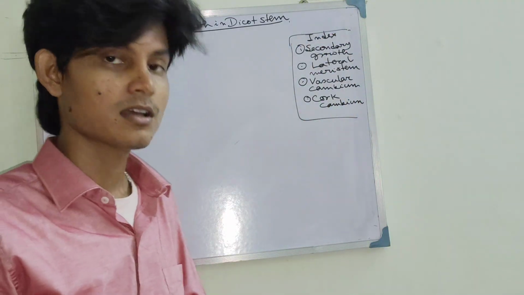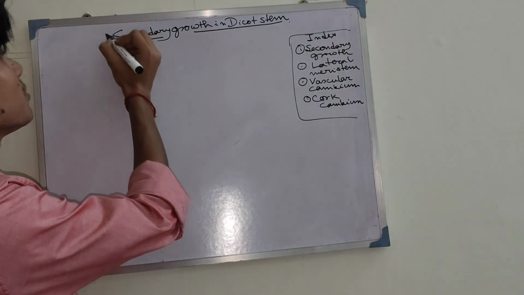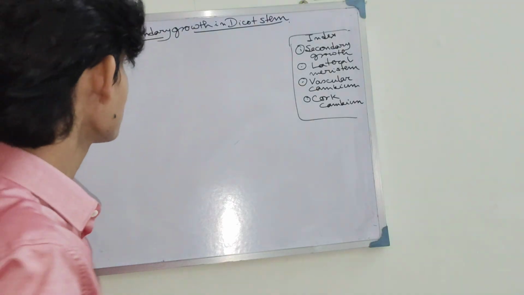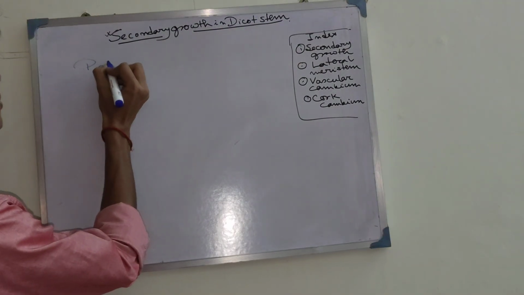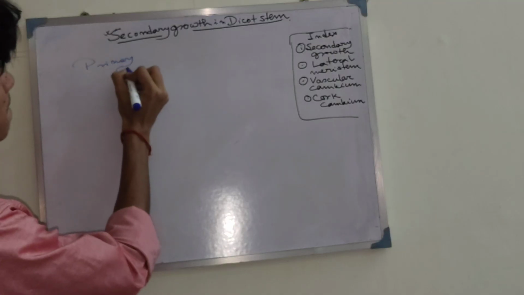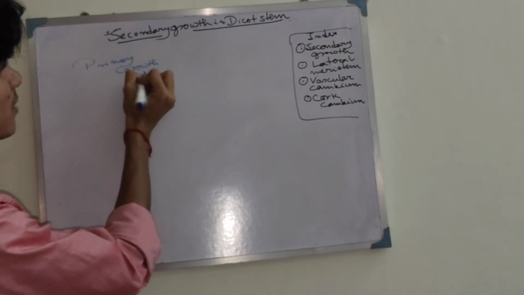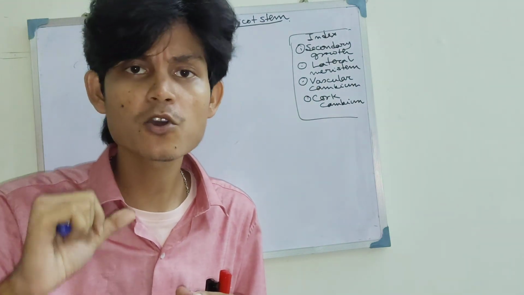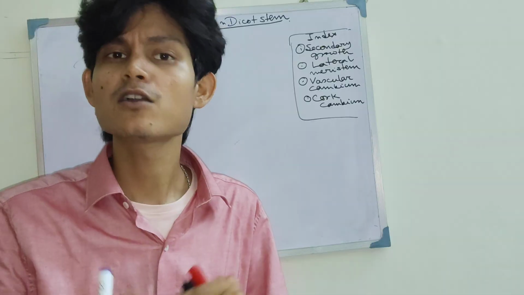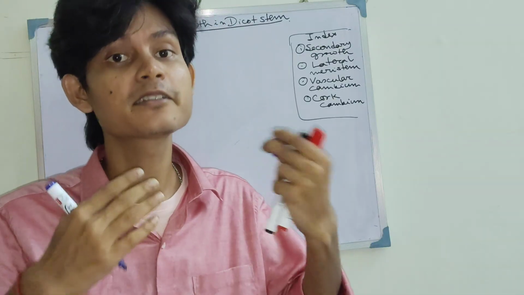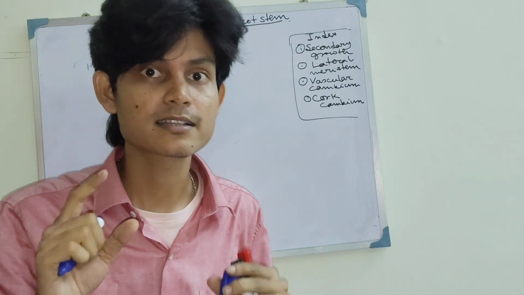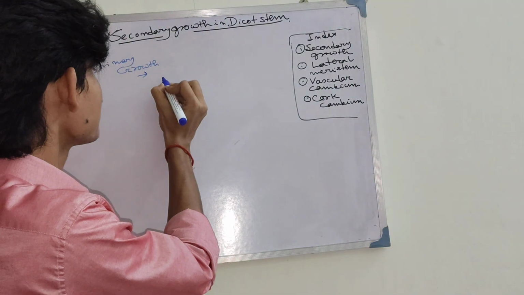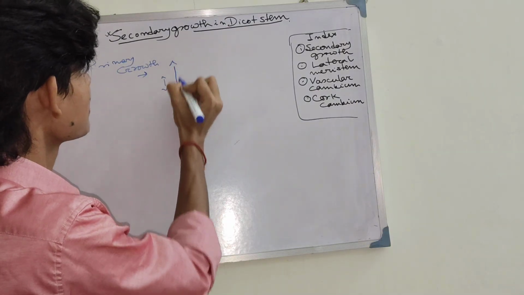Okay, now before we learn about secondary growth, we have to learn about the primary growth. So what is primary growth? We all know that plants increase in length. The seedlings are so small, then the mature tree grows up to 10 meters, 20 meters, 30 meters. It can grow up to 60 meters, as we can see in eucalyptus trees.